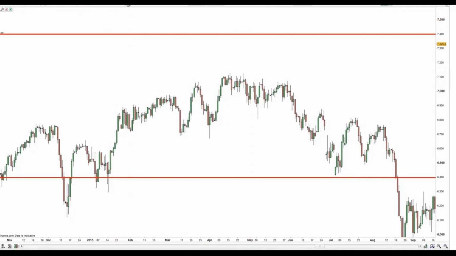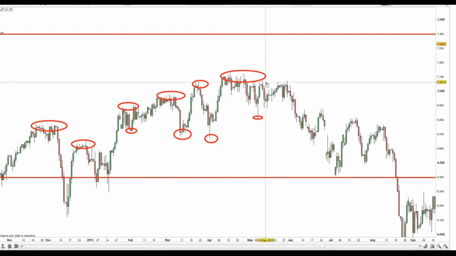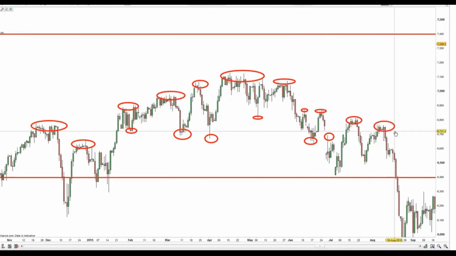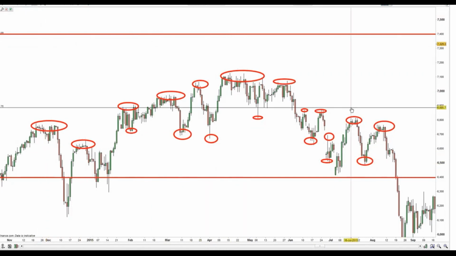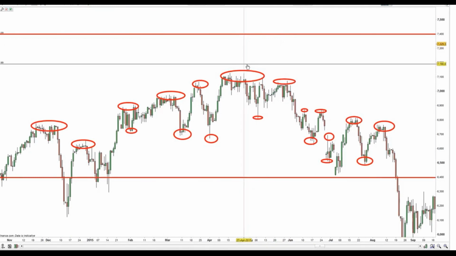And to plot these areas, I'm going to take my circle tool and first pick out all the reactions that I can see on this particular region of price action. So as I said before, I'm just picking out all the reactions where price has either reversed or stalled, and I'm just highlighting them so I can see them more easily. Fantastic.